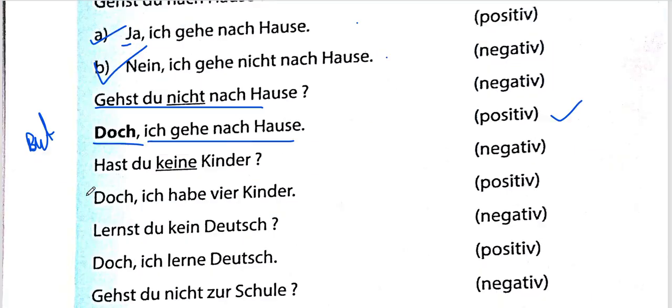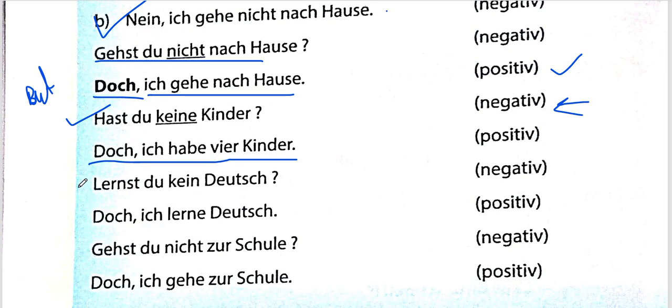Next kind of question we have, that is, hast du keine Kinder? Have you no children? Do you have no children? This is a negative question. So the answer should be, but I have children. Like, ich habe 4 Kinder. I have 4 children. So like, do you not have children? They're like, but I have 4 children. That's the answer.